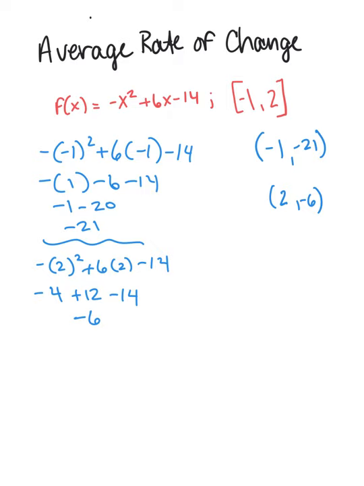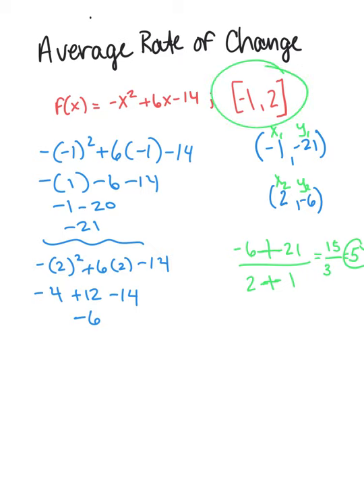Then I'm going to use my slope formula. This is x1, y1. This is x2, y2. So -6 minus a -21 over 2 minus a -1. 2 negatives make a positive. So I get 15 over 2 negatives make a positive 3, which is 5. So the slope between this range is 5.